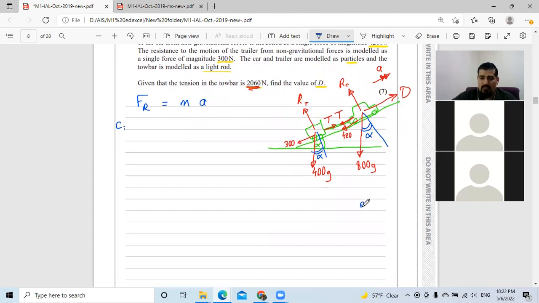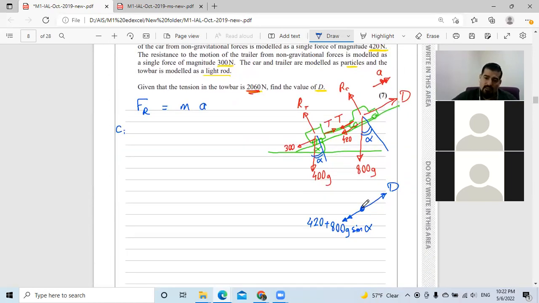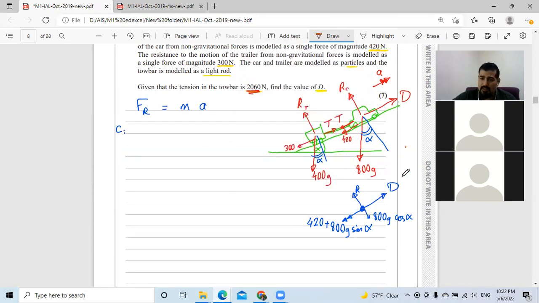That means the car, as a particle, has a driving force upwards, and two forces acting downwards, which are the friction force 420 Newton plus 800 g sine alpha, which is 1/7. And the other forces, like the normal reaction and the 800 g cosine alpha, I'm going to neglect them because they are not in the direction of the motion, not in the direction of acceleration, and I'm not going to use them in my calculations.